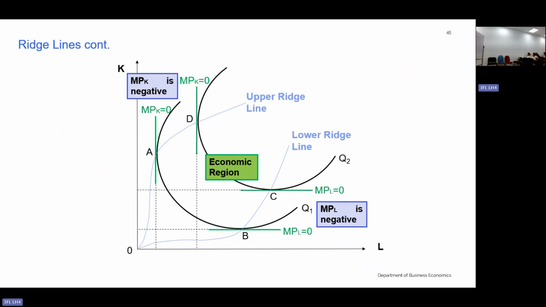Then draw the lower ridge line. And here, we connect the empirical zero instances, connect them, then draw the upper ridge line. Understood? So connecting these two, we create the upper ridge line and the lower ridge line. Inside this region is the economic region where we would like to process.